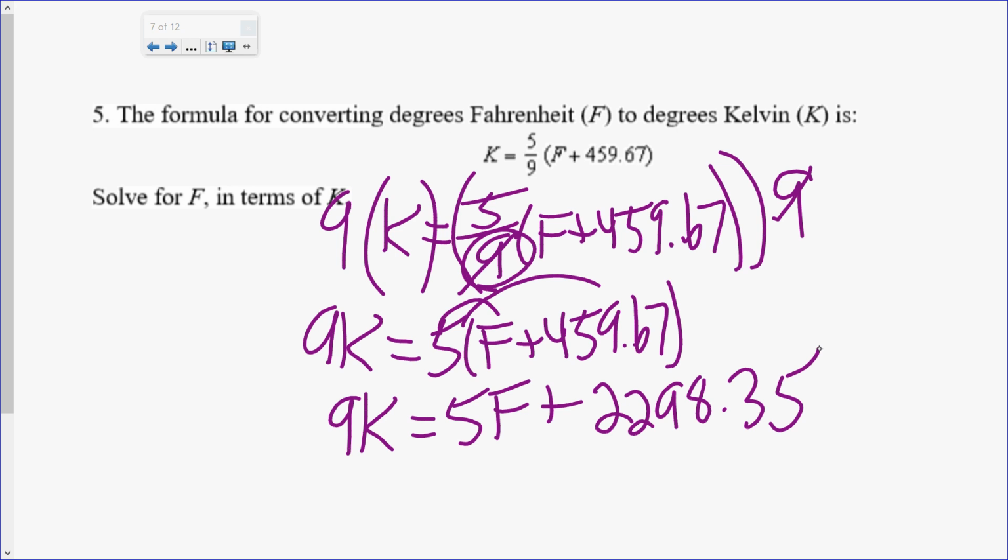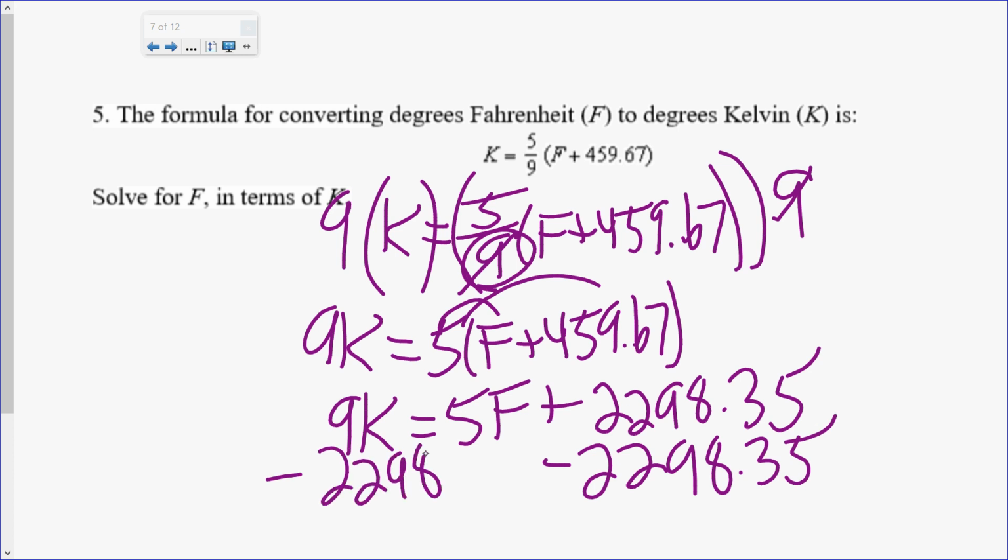So I did fractions, I did parentheses, combine like terms. I can't combine like terms. Bring all x to one side? Nope, I already have all my f's on one side. So I isolate, add or subtract first. I see a plus 2298.35, so I'm subtracting 2298.35.